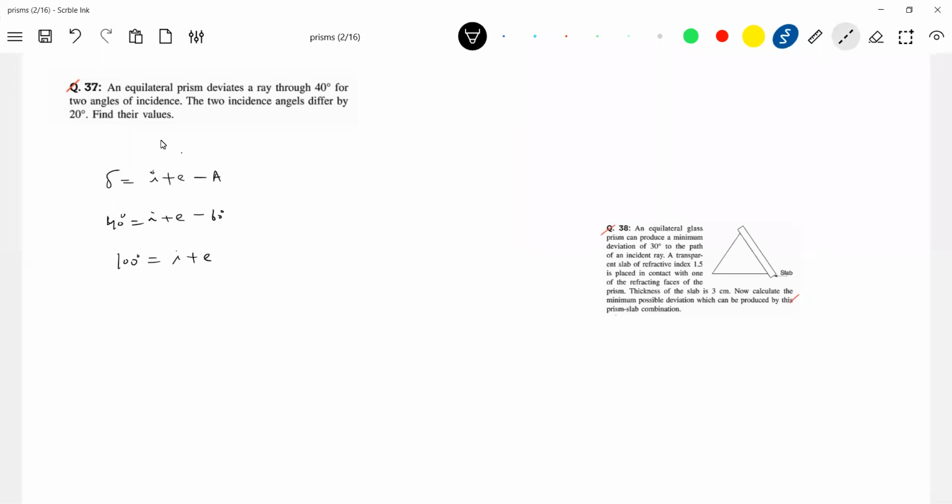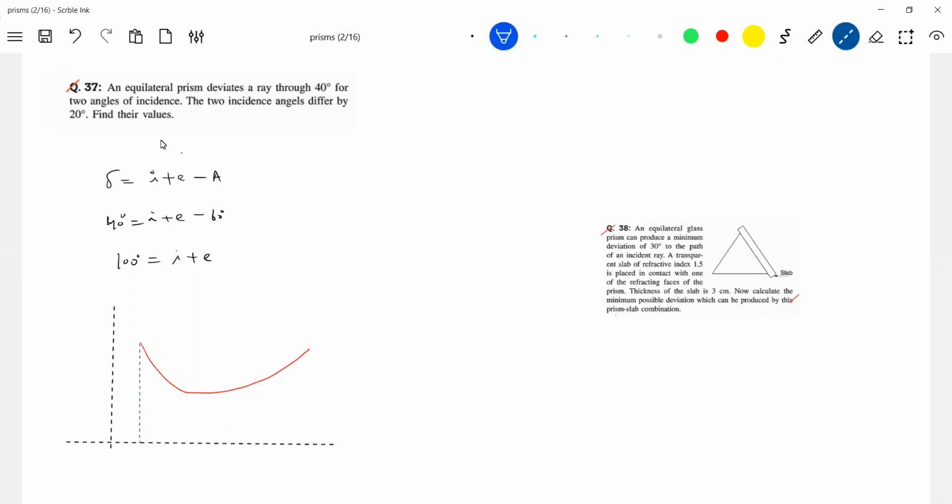Actually, if you look at the graph, a better picture will come for you. So there's a curve. We are not discussing the question at maximum deviation or at minimum deviation. Am I right? Our question is related to this particular position.